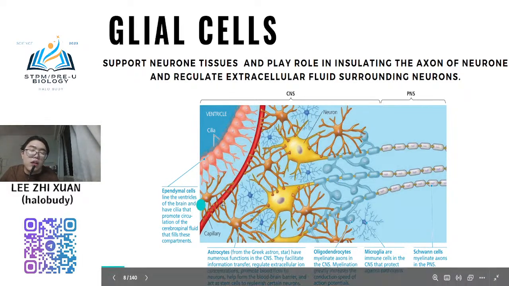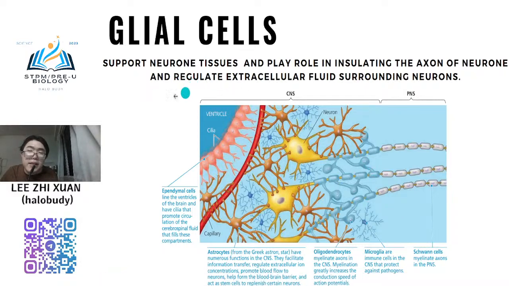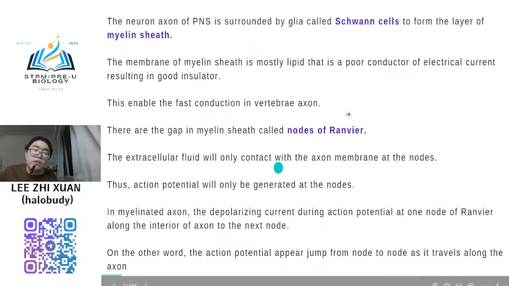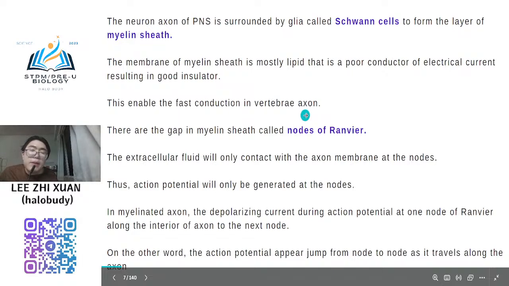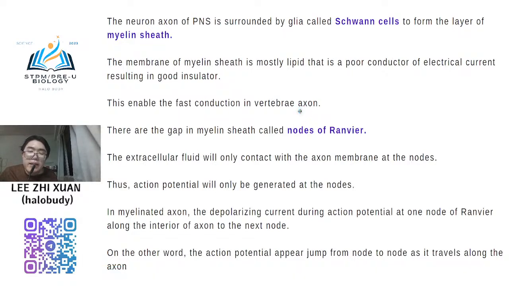You don't need to know each type of the cell. The most important thing is you need to know that this kind of cell is present inside the nervous system. Okay, so this is the explanation again. I already explained it.